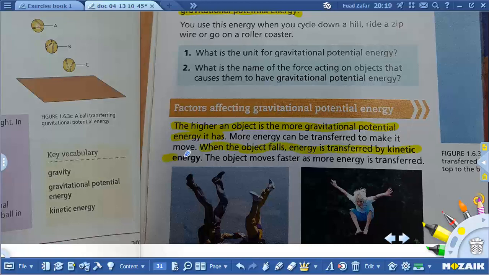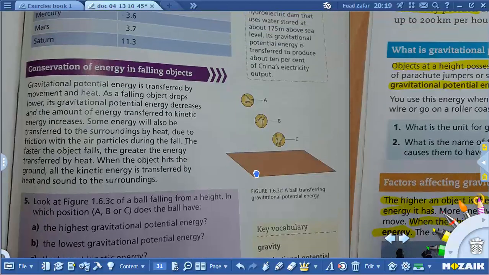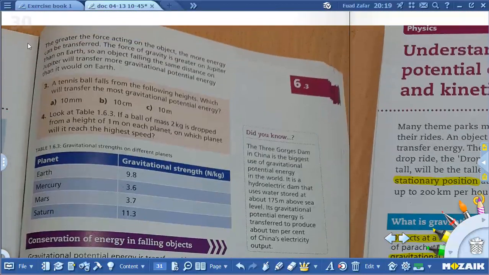kinetic energy. What is kinetic energy? Energy that a moving object has. That means a moving object has it. This is known as kinetic energy. When the object moves faster, more energy is transferred. The greater the force acting on the object, the more energy can be transferred.